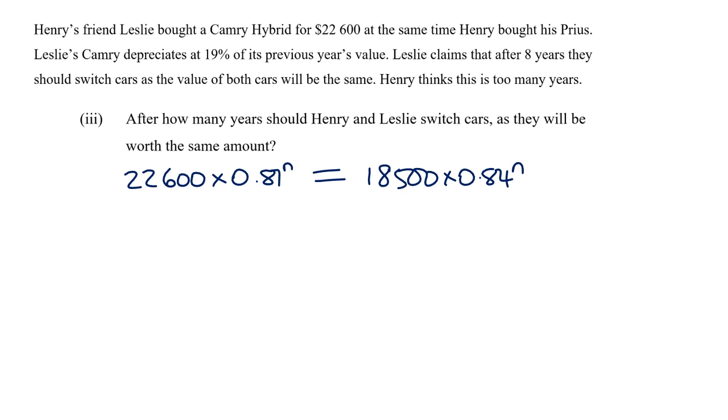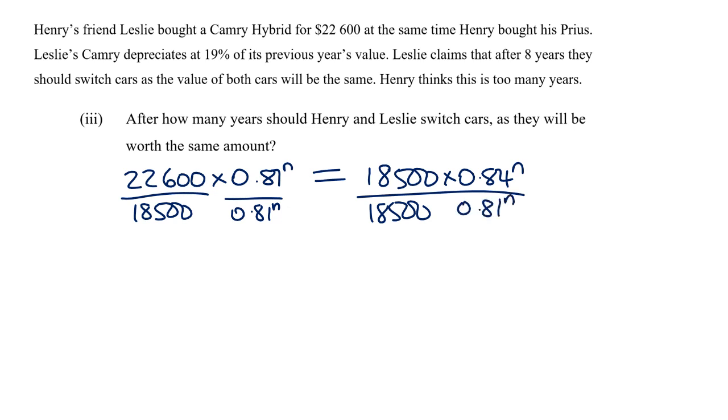Happy? Now, this one's quite a tricky one, but what we're going to do is move all the n's to one side and the numbers to the other. So we're going to divide this by 18,500. Divide this by 18,500. Happy with that? We're also going to divide it by the 0.81 to the power of n. Happy with that statement just here?